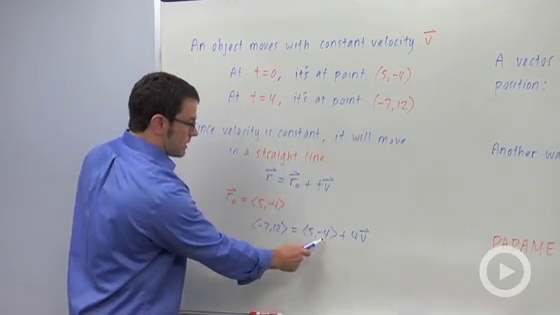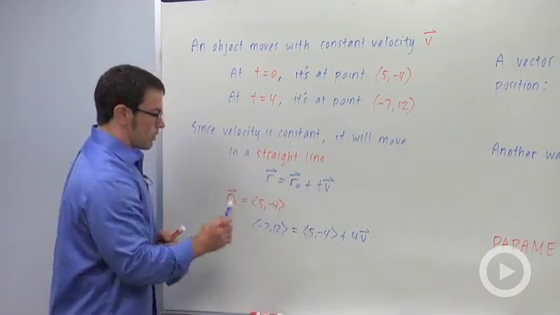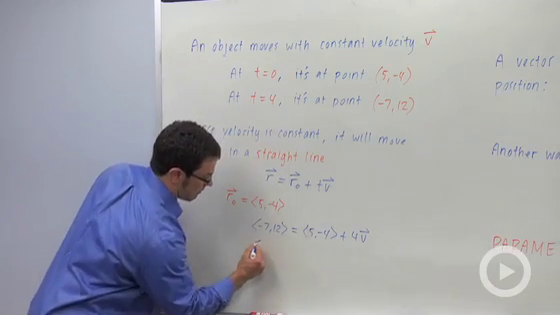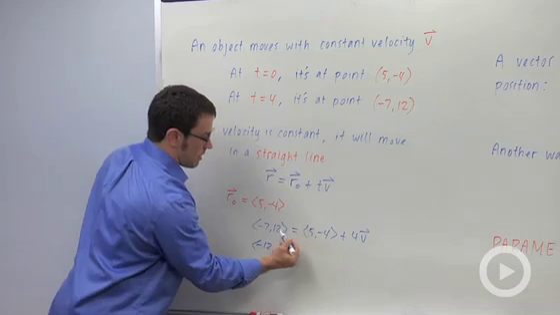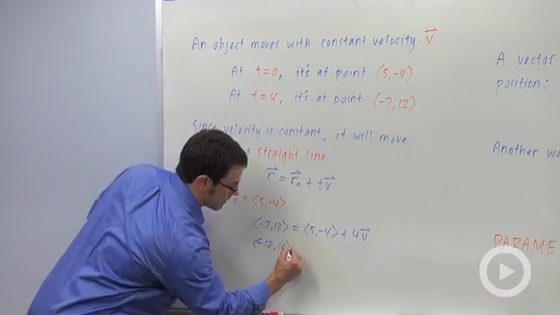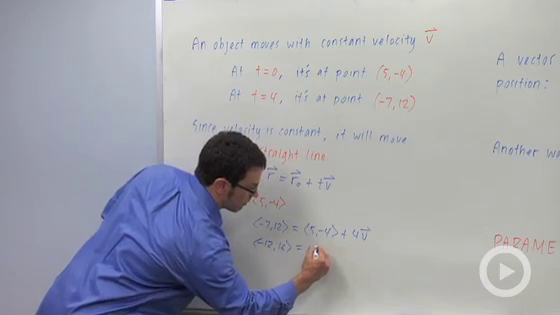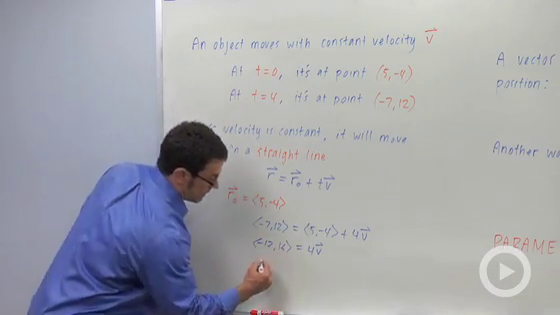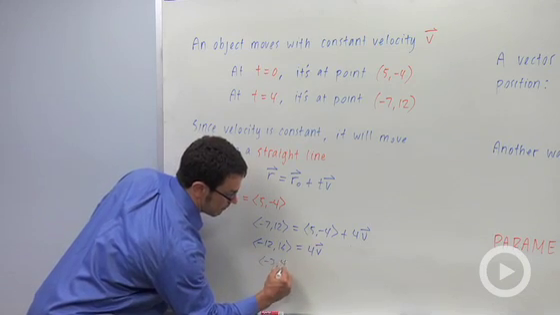So let me subtract this vector from both sides. And remember, when you subtract vectors, you subtract component-wise. So -7 minus 5 is -12. 12 minus -4 is 12 plus 4, 16, equals 4v. So I just divide both sides by 4, and I get that v is (-3, 4).